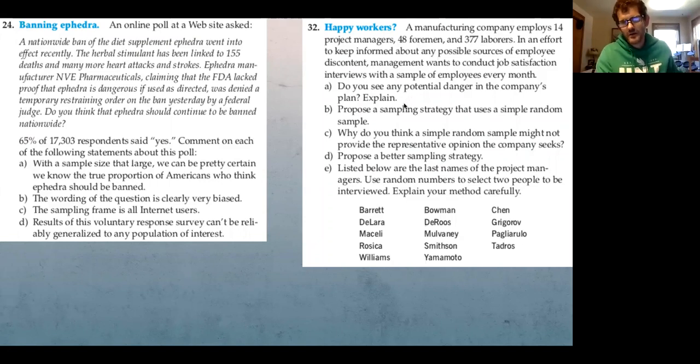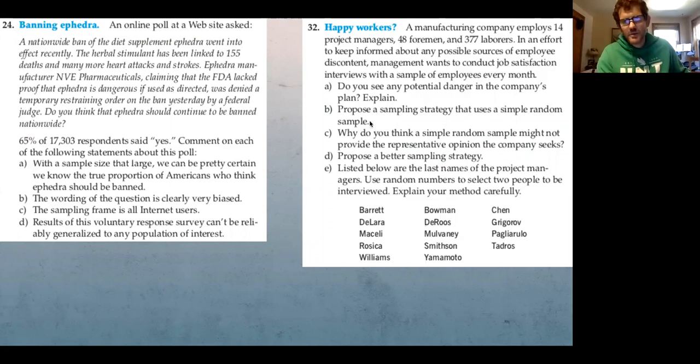The bigger potential danger is notice how they're doing it. Management is going to conduct job satisfaction interviews. So it's going to be face-to-face. Now that is going to lead to response bias. How many employees are going to complain to management during one of these job satisfaction interviews? So there's a better way of doing it. And certainly the way they're doing it is not the best.